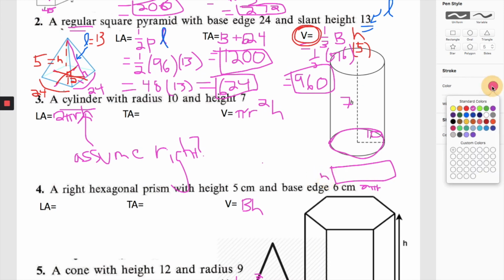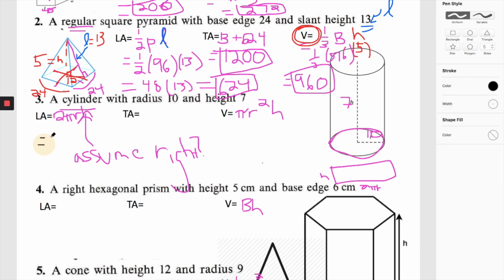Okay, so let's assume this is a right cylinder. If it were a real test, we'd probably just write in, we can't assume this because we don't know if it's oblique or not, right? If it were oblique, if it were tilted over, then it would be a different shape. It wouldn't be a rectangle once you cut it open. So let's get the answer, 2 pi, radius is 10, height is 7, and we get 140 pi.